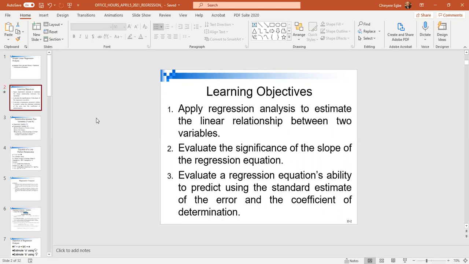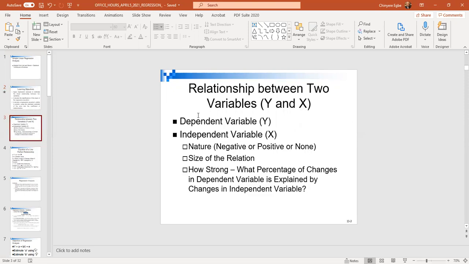The equation of a line that you specify in algebra has a constant, and then it has a slope. So we're going to be talking about the relationship between two variables. One is called a dependent variable, and the other is called an independent variable. What is the relationship between two variables?